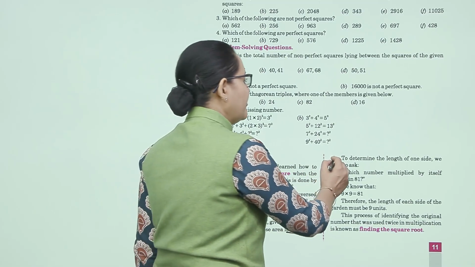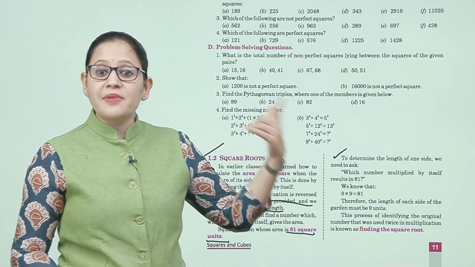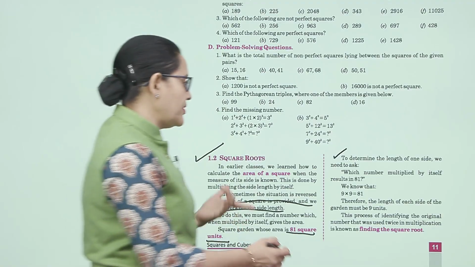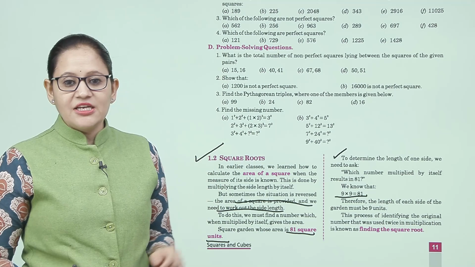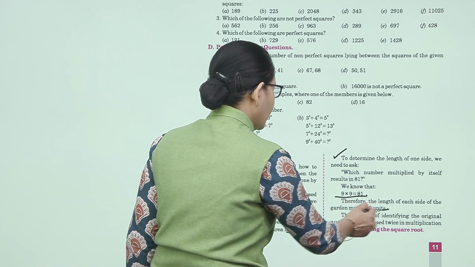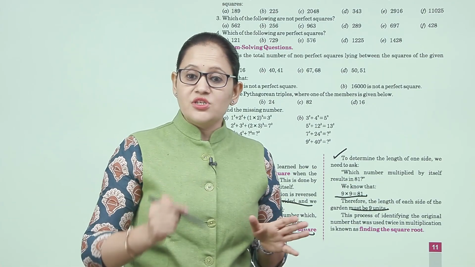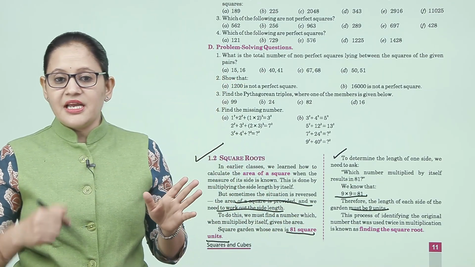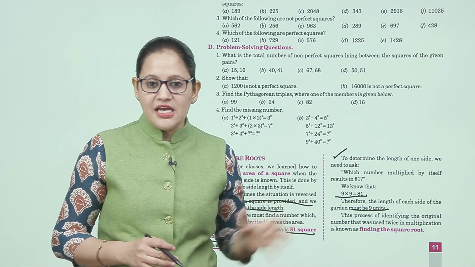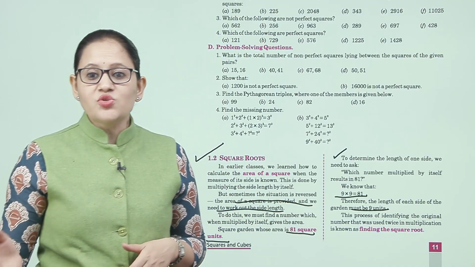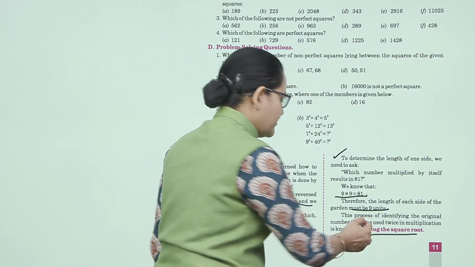To determine the length, if we have to find the side, we need to ask which number multiplied by itself gives 81. We know if we multiply 9 by 9 we get 81. Therefore, the length of each side of the garden must be 9 units. This process of identifying the original number that we used twice, the number 9 multiplied by 9 to get the square 81, the original number 9 used twice for the multiplication, is known as finding the square root.